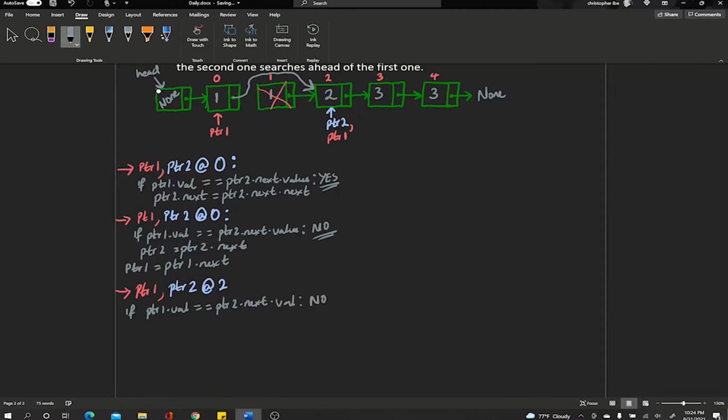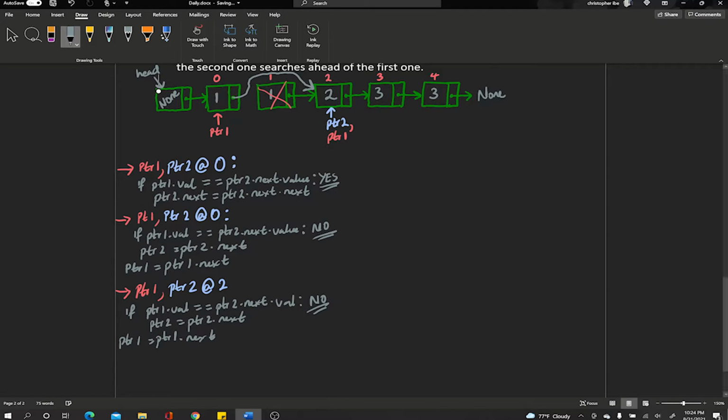The answer is no. What do we do in a no case? We're going to do the exact same thing we did in the previous no case. We are going to say PTR2 equals PTR2.next, and then, outside of the if statement, we're going to say PTR1 equals PTR1.next.